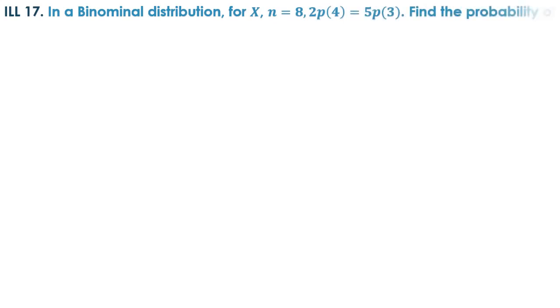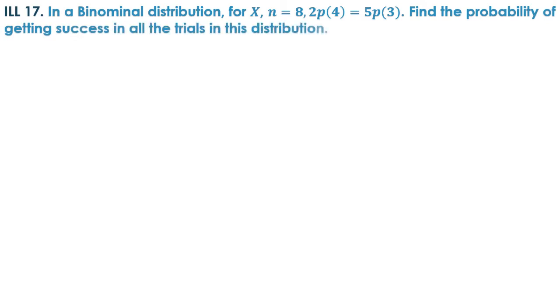Illustration number 17. In a binomial distribution, for x, n is 8, 2p4 is equal to 5p3, and we have to find the probability of getting success in all the trials in this distribution. Now, first of all, as you can see, only n is given and then 2p4 is 5p3. The relationship is given between them. So we are going to use this relationship and calculate the value of success, and that way we can calculate the probability of getting success in all the trials in the distribution.